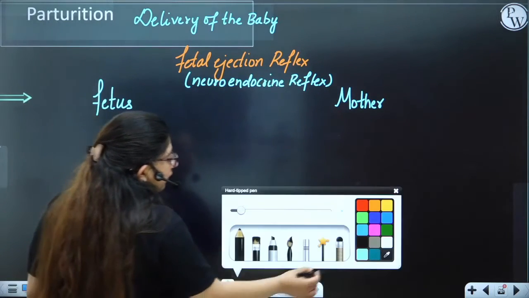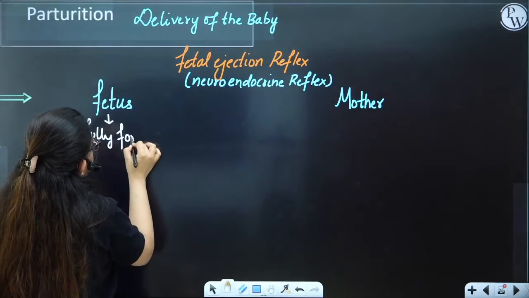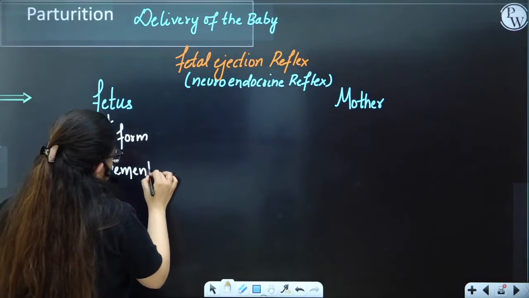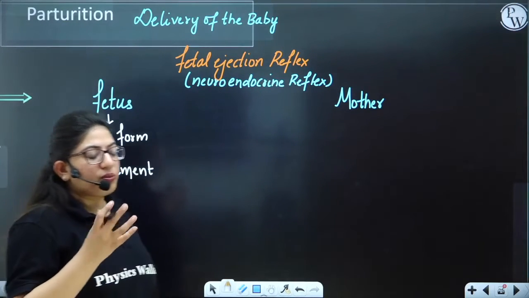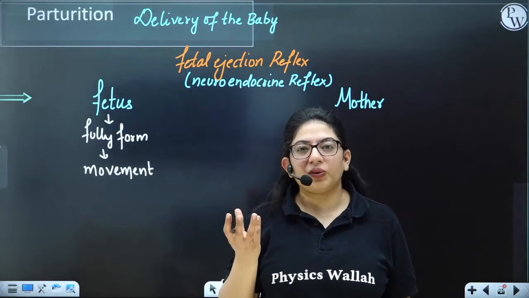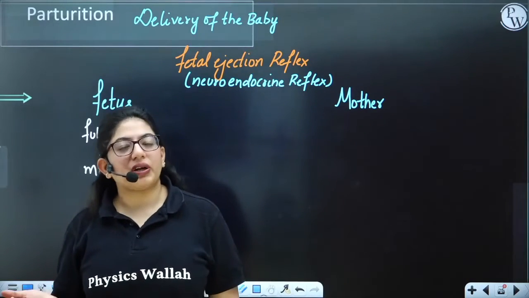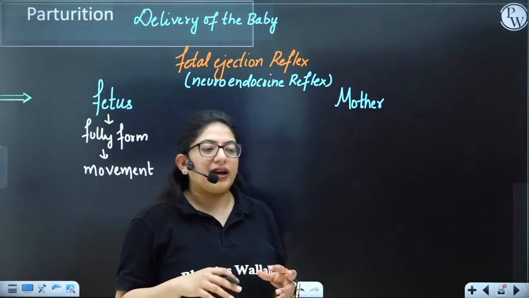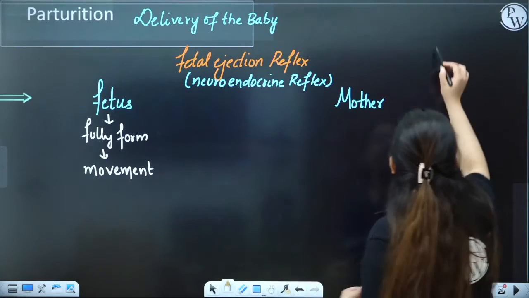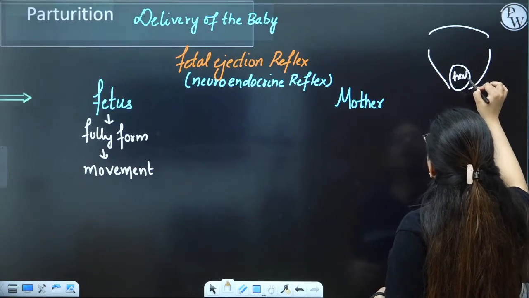First of all, when the fetus is fully formed, it will move. You must have heard that you are born upside down, that your head comes first, right? So at the end phases of pregnancy, the fetus starts to move, and its head comes down near the cervix. If this is the uterus, this is the cervix, and the fetus's head will be present just here. So it will start to move.